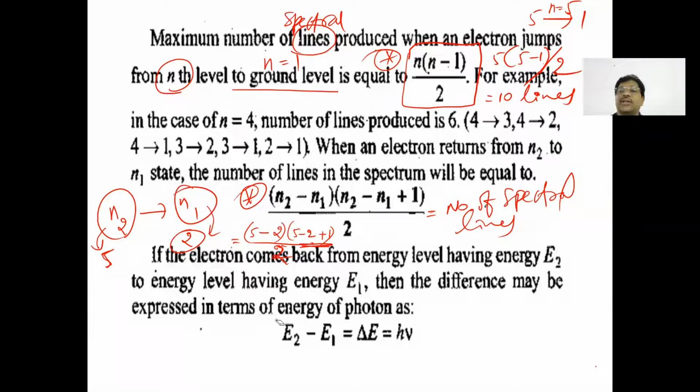Okay. So now when the electron jumps from the second orbit to the first orbit, delta E, the change in energy, will be equal to what now?